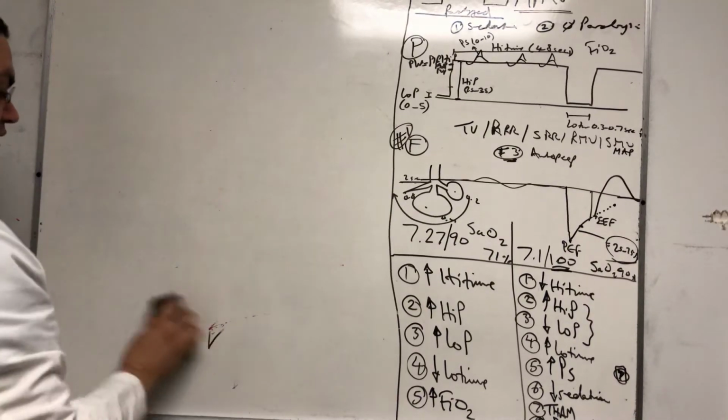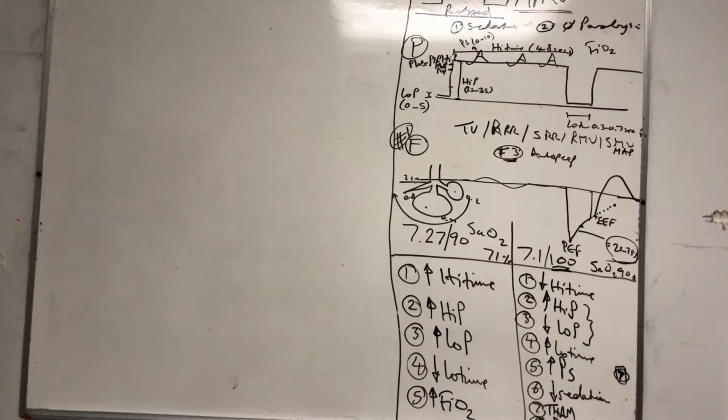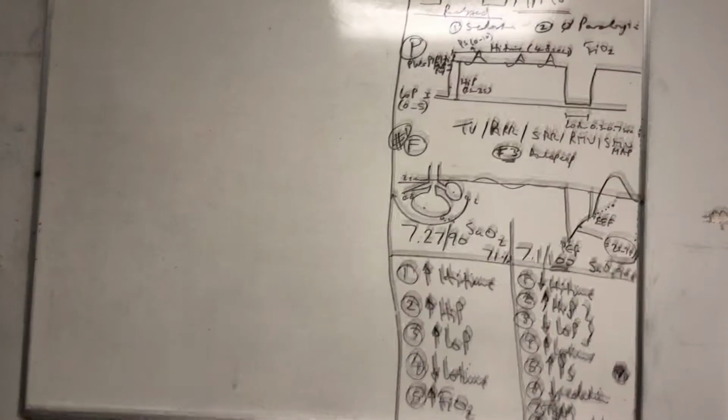So THAM, we'll talk about it in detail another time, but the quick thing is it's a buffer. It's the best buffer available. It's better than bicarb. When it takes the hydrogen, it doesn't become CO2 and water. Bicarb becomes CO2 and water. So that's why it can be used for lactic acidosis, it cannot be used for respiratory acidosis.